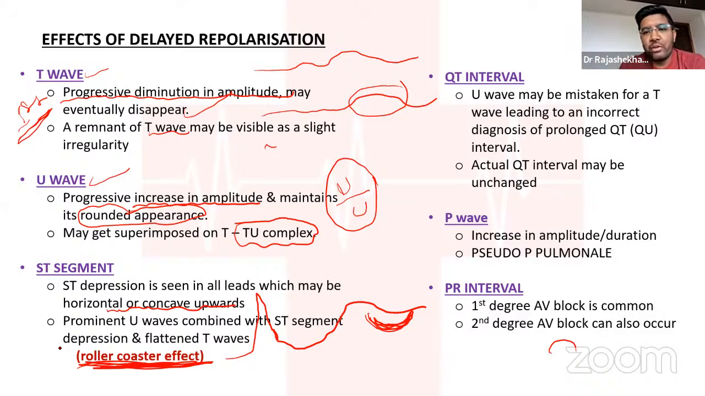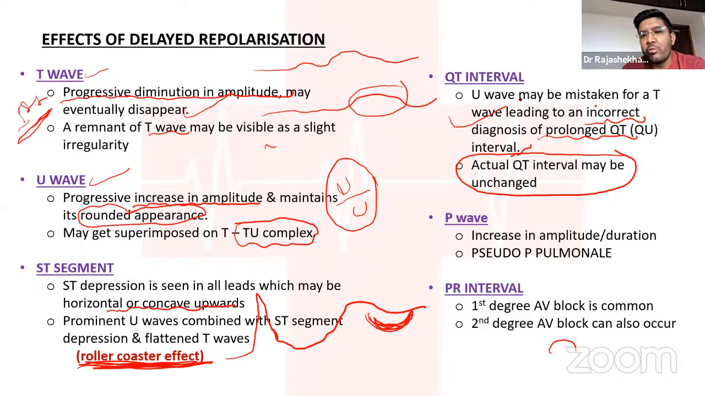Then if you see the QT interval, actually the QT interval may be unchanged. But sometimes there is a tendency to confuse the U wave for the T wave or the TU complex. A mistaken U wave consideration may lead to the incorrect diagnosis of QT prolongation in your patient, so that instead of diagnosing hypokalemia, you may consider the patient as having hypocalcemia. So this is a wrong thing. Hypocalcemia, even though it prolongs QT, does not reduce the T wave amplitude and does not cause ST depression. Whereas if there is ST depression, you need to suspect hypokalemia in your patient.